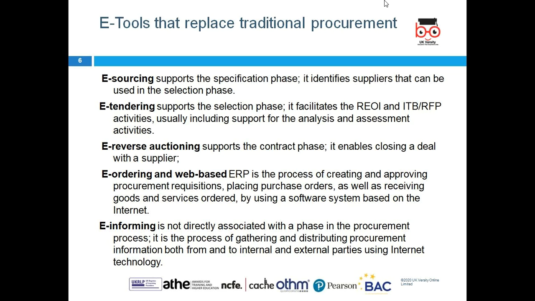E-ordering, web-based and called ERP, Enterprise Resource Planning, is a process of creating and approving procurement requisitions, placing purchase orders, as well as receiving goods and service orders by using a software system based on the internet. Like now, especially here with Royal Mail, we have an online system. We can track where an item is, which depot it is at the moment. In Pakistan now, the post office has started the same service as well. So with enterprise resource planning, there is an order tracking system in place as well.